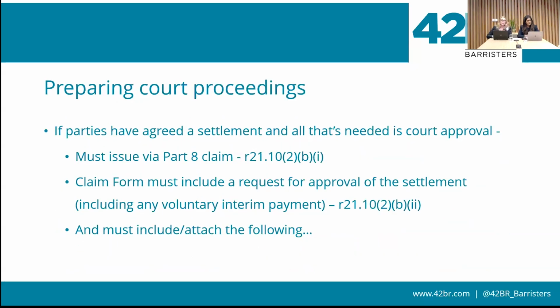So if you've agreed a settlement and all you need is that court approval under 21.10(1), you have to use the Part 8 procedure, so the less complicated, less formal procedure for easier claims. That's set out in Rule 21.10(2)(b)(i). The claim form has to include a request for approval of the settlement, and should say it on the face of the claim form. That covers also any voluntary interim payments. You have to get approval for every single payment made to the claimant, whether it's a final or an interim payment. And you have to include a whole raft of evidence, which we'll have a look at in the next slide.